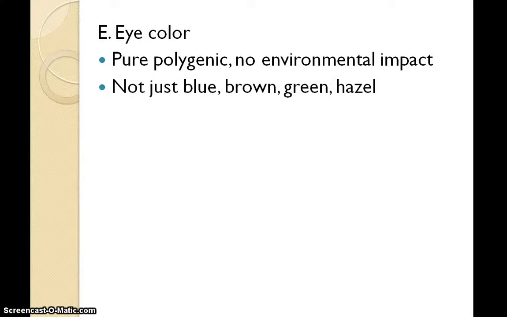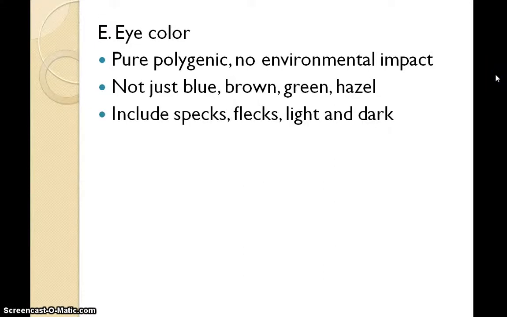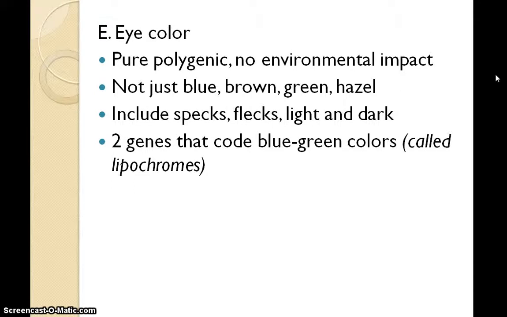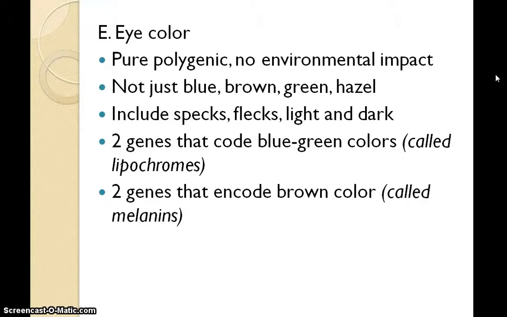Keep in mind that when we're talking about eye color, typically we just say blue, brown, green, maybe hazel if we're being pretty specific, but there are wide ranges between these. People have things like flecks in their eyes and different specks of color, and there's kind of like a light blue or a dark blue or a light brown or a dark brown. So there are all kinds of ranges in between these colors. First of all, there are two genes that code for the bluish-greenish colors, and that's due to a pigment called lipochromes, and then there are other genes that code for the brown colors, and those are due to pigments called melanins. There is a hierarchy of dominance here.